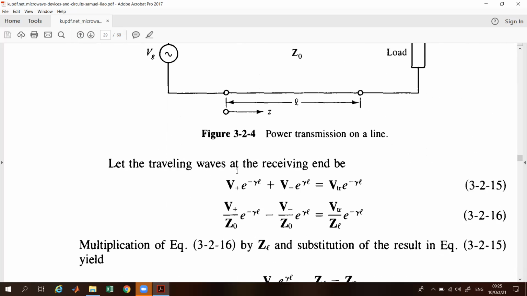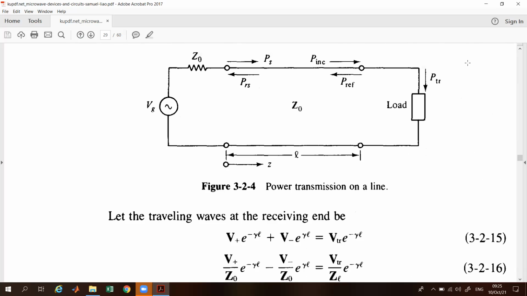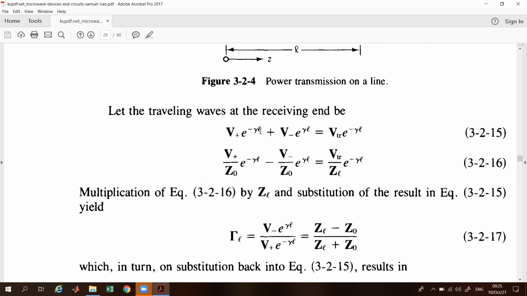So let the traveling wave, assuming at the receiving end B, be V plus e raised to the power minus gamma L. When we say receiving end, it's here, so we are using the length z equals L. So it will be V plus e raised to the power minus gamma L plus V minus e raised to the power plus gamma L equals V transmitted e raised to the power minus gamma L.